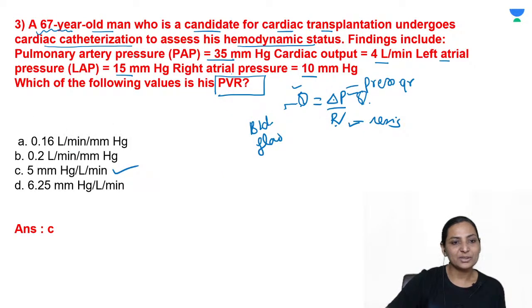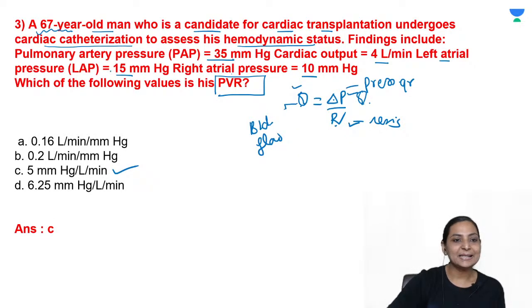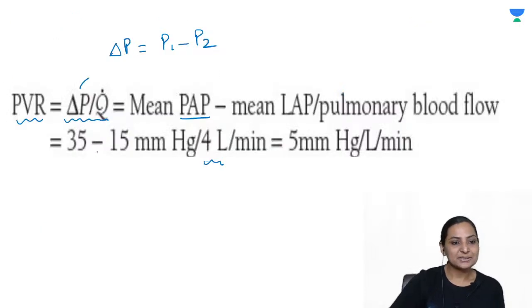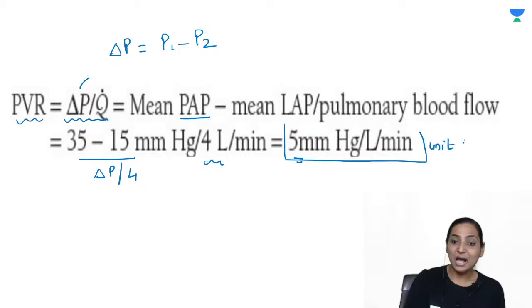The mean arterial pressure 35, minus 15. And what is 15? The left atrial pressure. That means here the right atrial pressure was given, but we are not supposed to include the right atrial pressure, because here we are speaking of the hemodynamics regarding the pulmonary circulation. So it is 35 minus 15, which becomes my delta P, and the blood flow is 4. This comes to 5 mmHg per liter per minute. Again, please concentrate on the unit. Many a time the answer may be right, but you may make a silly mistake with the unit, right?